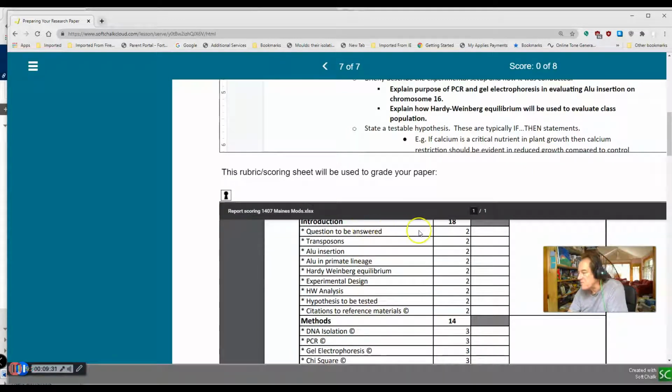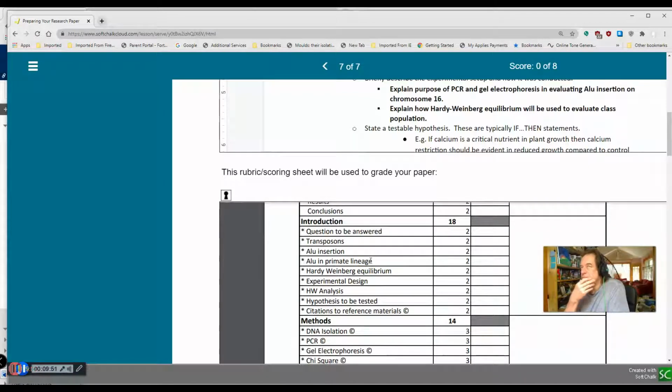Write your paper, write the question to be answered. Next sentences. What are transposons? What is an ALU insertion? How does the ALU insertion show up in the primate lineage, and what's the importance of that? Don't know anything about this? Why don't you read about it? Get on the internet. For our biology class, a good reference that'll be really, really handy and an easy place to look, always in the same thing, always in the same place for equivalent information is Wikipedia. That's perfectly great for this biology course right here.